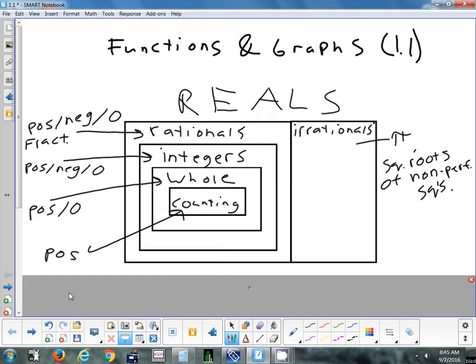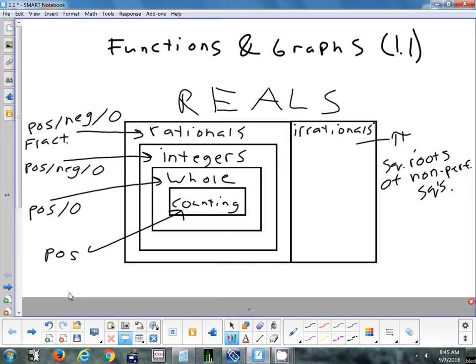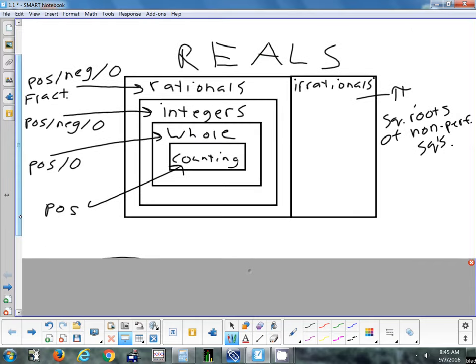In Algebra 2, you extend it to a new kind of numbers we'll talk about later on, and those are called your imaginary numbers. Okay? But we're not going to talk about those yet. Okay, so any questions on the number set? Okay, those are the basic kinds of numbers we have.